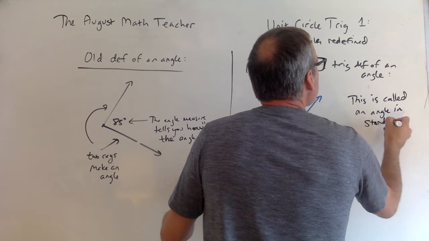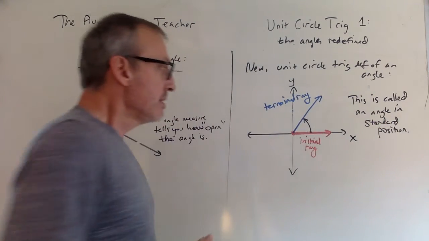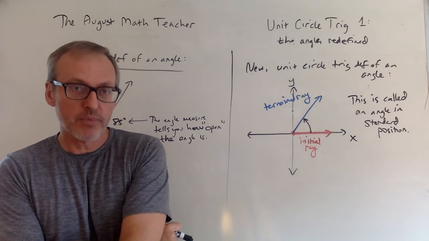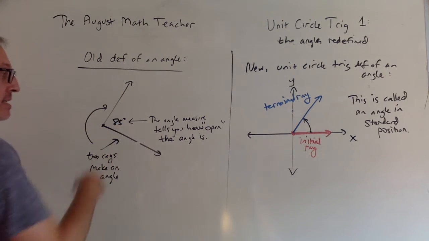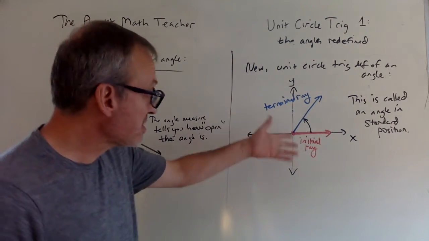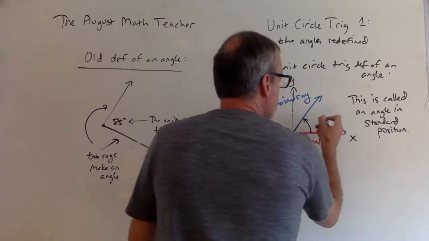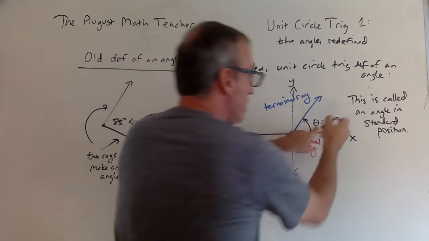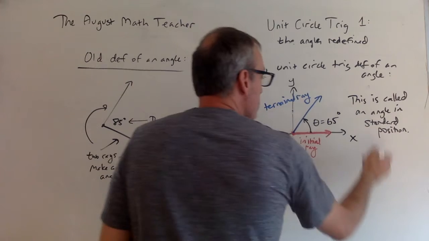It's a technical term, standard position angle. And now the most important part of this is I need to think about how to capture this old idea of an angle measure. Now I'm going to put an angle measure in there. Maybe it's this one's smaller. Maybe this is 65 degrees, let's say. And I'm even going to give a symbol for it. I'm going to write this variable here. It's the Greek letter theta, T-H-E-T-A. So theta.